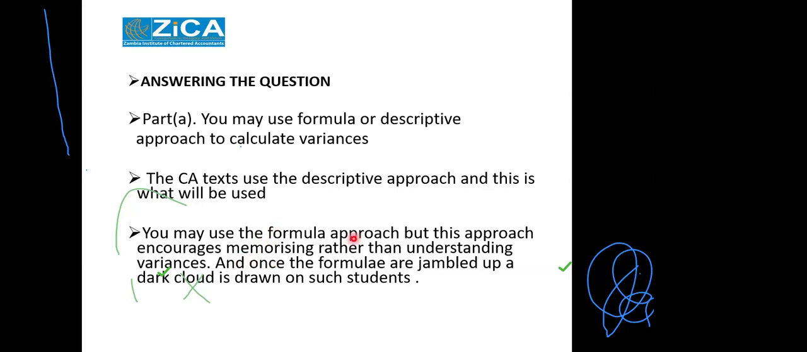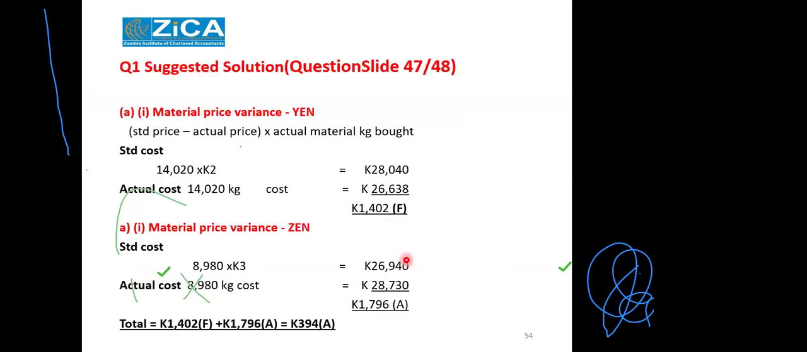You may use the formula approach, but this approach encourages memorizing rather than understanding variances. And once the formulae are jumbled up, a dark cloud is drawn on such students. But if you are comfortable with the formula, you can use it. Like the price variance is simply the difference between the standard price and the actual price times the actual quantity purchased. But as I mentioned, we're going to use the descriptive approach.